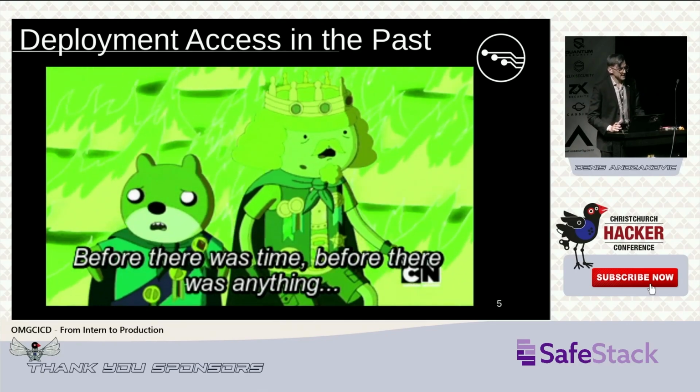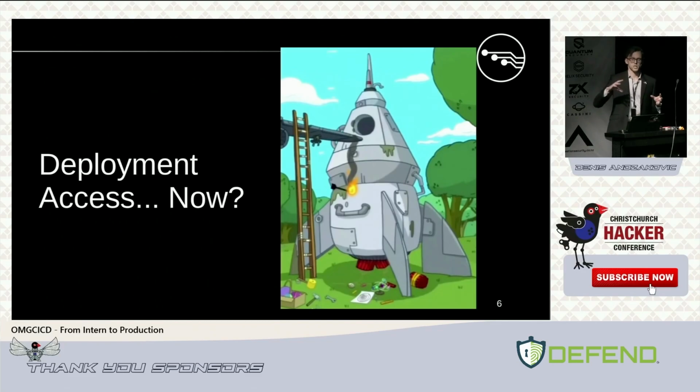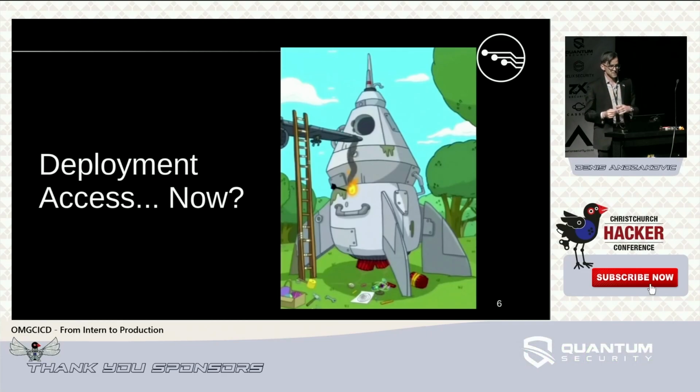I know this because I used to be one of these old school sysadmins back in the day. Deployment access now, though, is a little bit different. So with things like DevOps and CI/CD, we have layers of automation and abstraction that have been built on top of our base computing layer. So we have CI/CD pipelines that can deploy this stuff, means we can deploy into production more often.